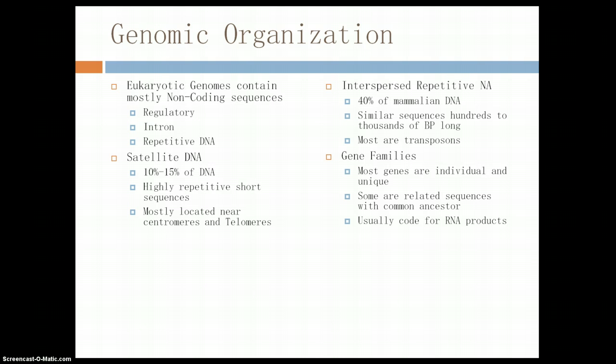Usually gene families tend to code for RNA products. A lot of those are used to code for rRNA. All right, so most genes are one gene, one protein, but there's sometimes multiple families where they're similar, they're related, and sometimes they give you one protein together.